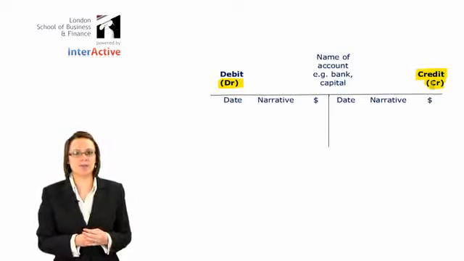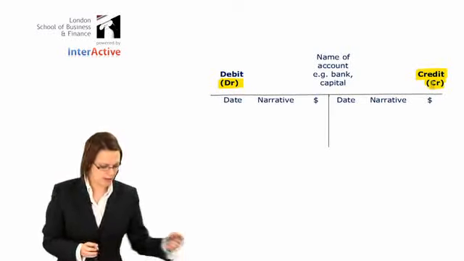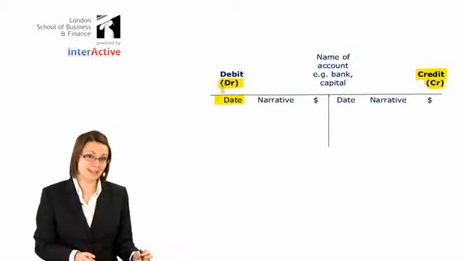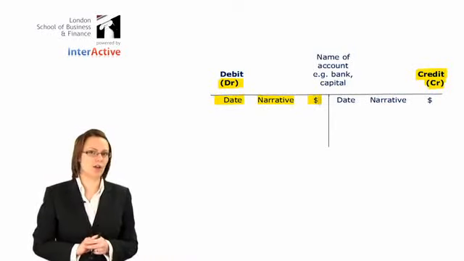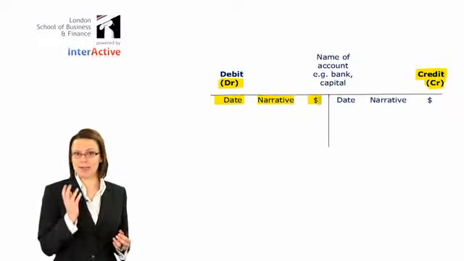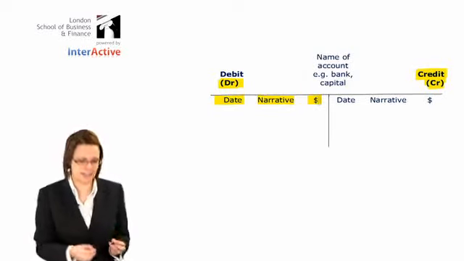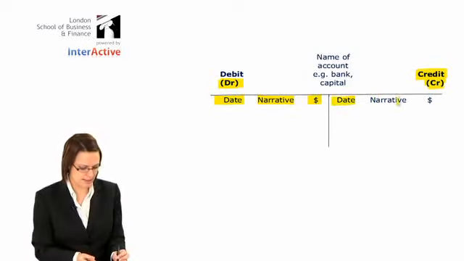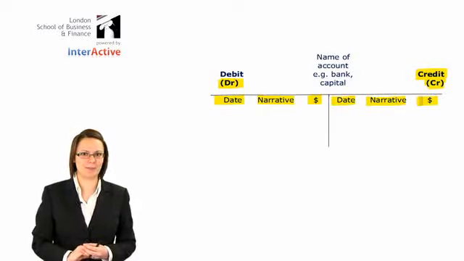Now, what we have within the ledger account on each side is 3 columns: the date column, the narrative column, and then the amount of the transaction expressed in dollars. Okay, so the monetary value. And the same columns would still happen on the right-hand side, the credit side. Date, narrative, and then an amount in dollars.